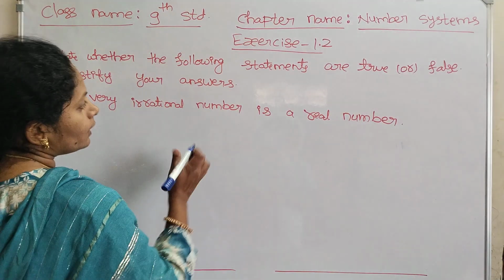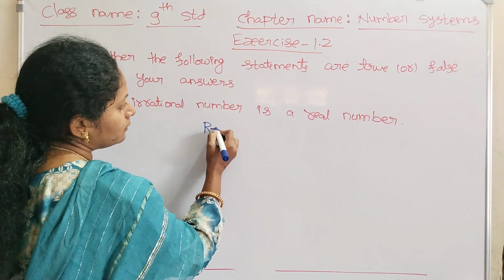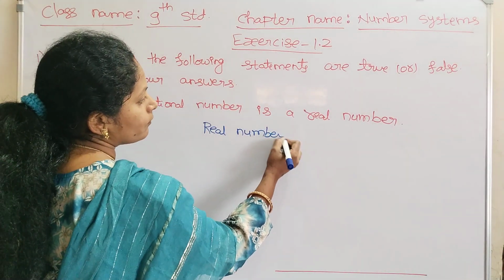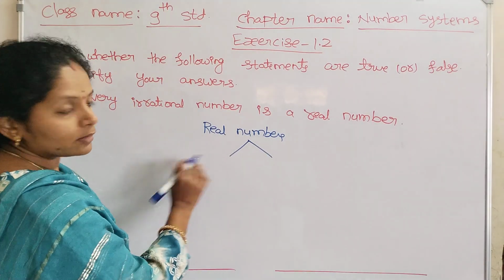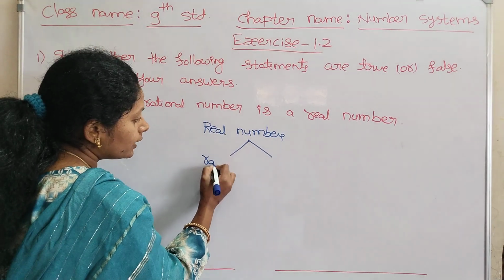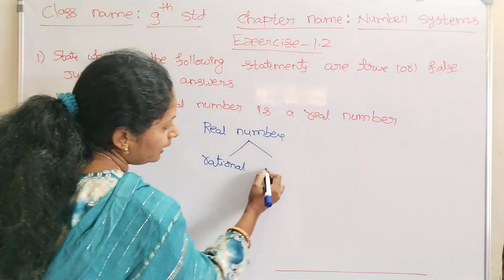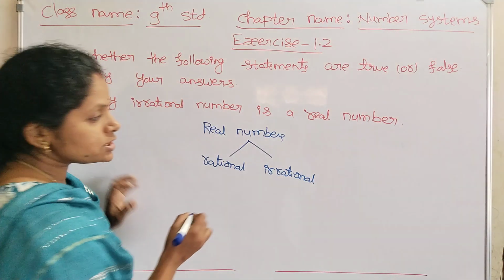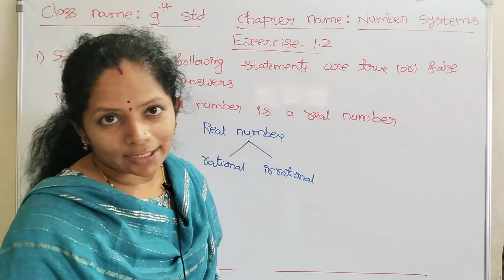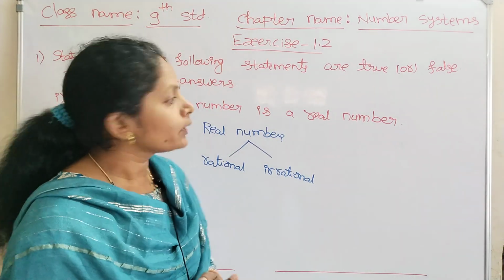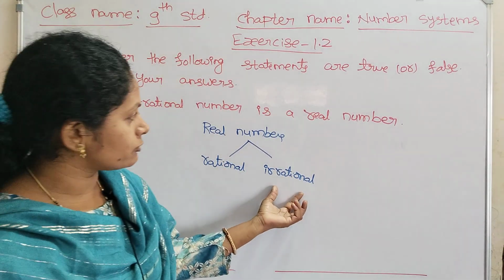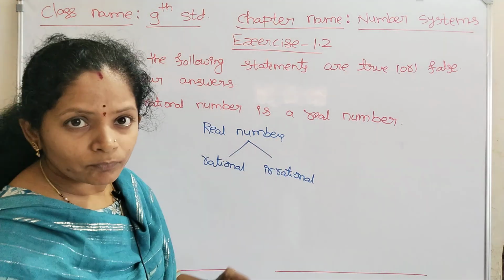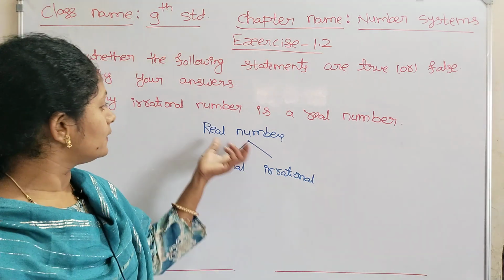Now, as it is said, real numbers are the combination of rational numbers and irrational numbers. Just now we have drawn a diagram also to understand this concept: rational numbers and irrational numbers. Then is every irrational number a real number? Yes, because it comes under the real numbers.